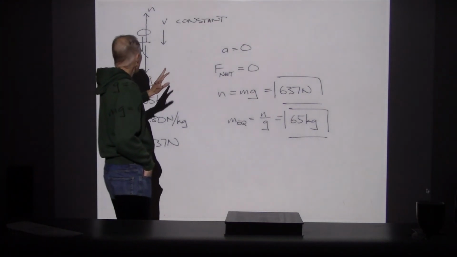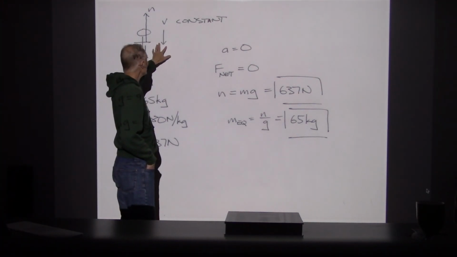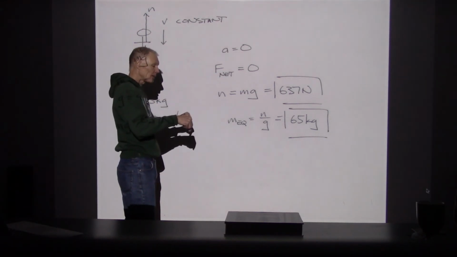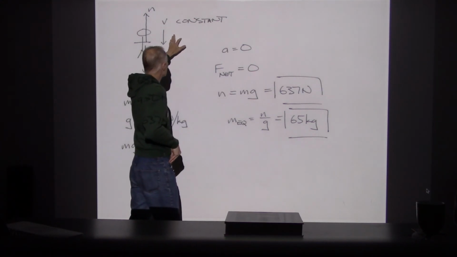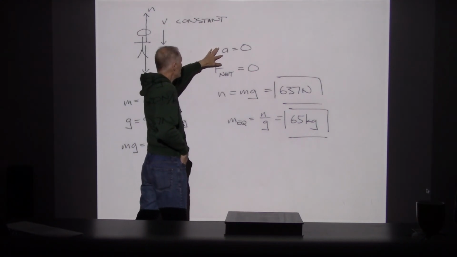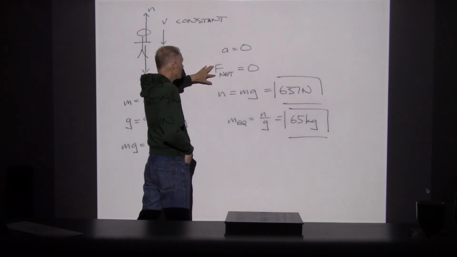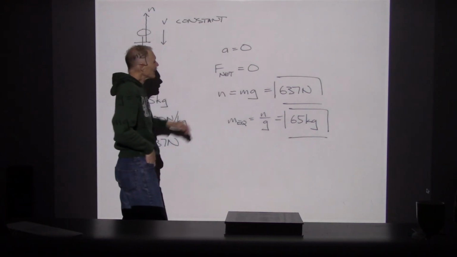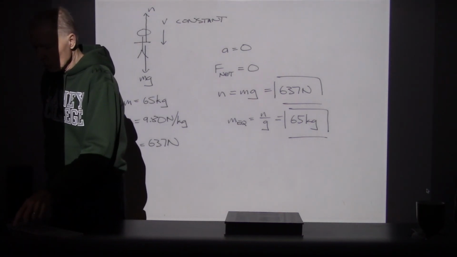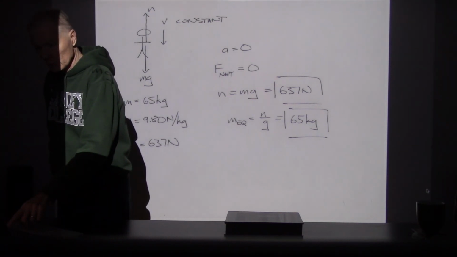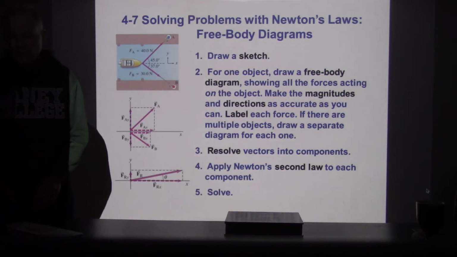So as long as the velocity remains constant, it doesn't matter if you're on your way down, on your way up, or at rest. Anytime the velocity is constant, the acceleration is 0, there is no net force, and N will go back to being mg. It'll go back to being 637. The scales will read 65 kilograms for those times. So it's only during the acceleration when the forces don't balance out.